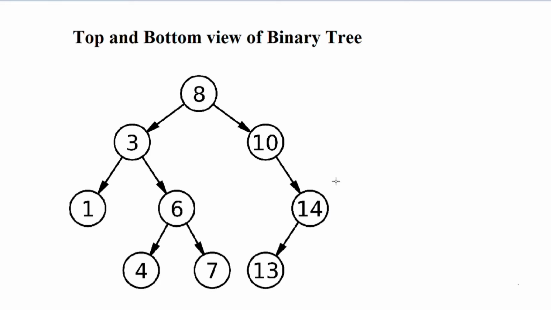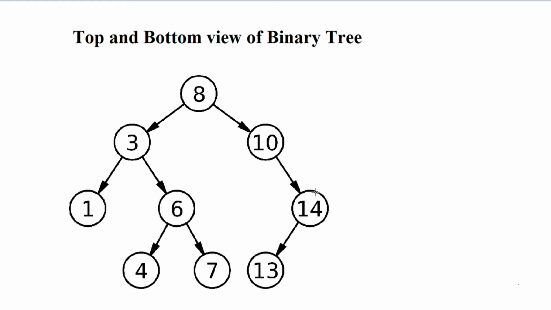How? These arrows, their lengths are not equal, but if they had been equal, this 6 would have been hidden beneath 8. And this 7 would have been hidden beneath this 10. This 13 also would have been hidden beneath this 10. 4 would have been hidden beneath 3. So the only nodes that would have been visible were 1, 3, 8, 10, and 14.